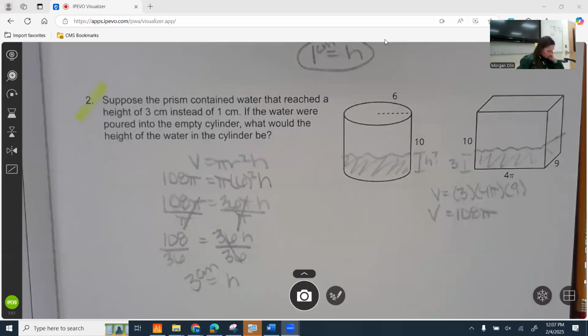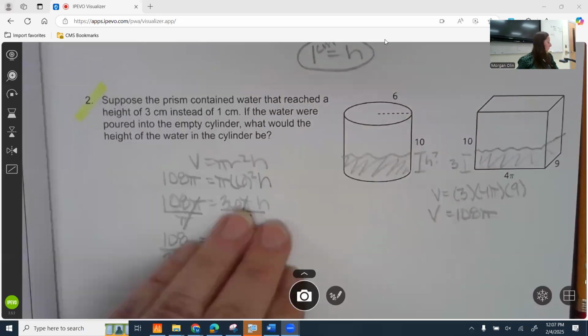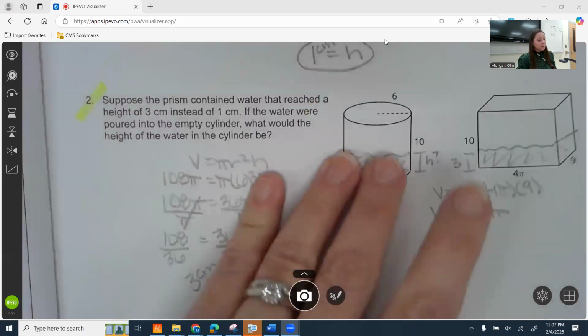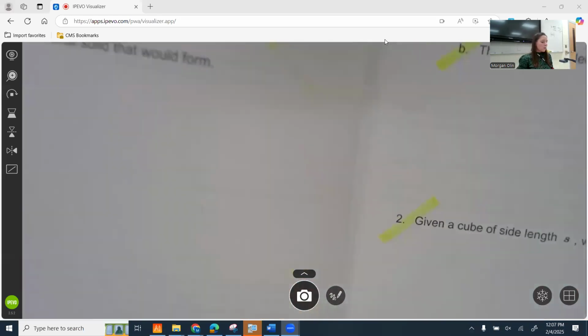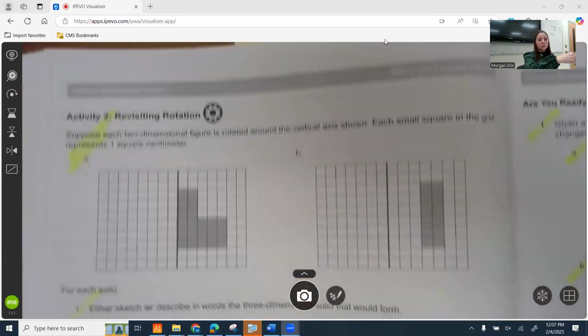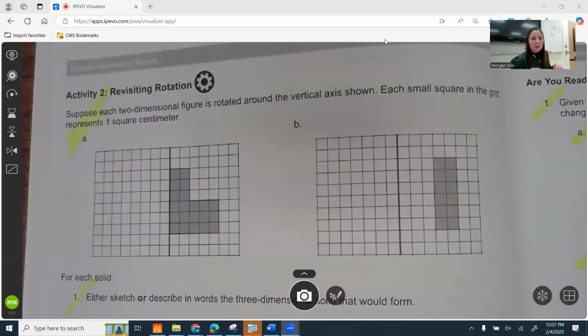All right, so let's move on. Sorry, I had a sheet of paper fall. Okay, so we're on page 25 right now. And we completed activity 1. Let's flip over and let's go on to activity 2.